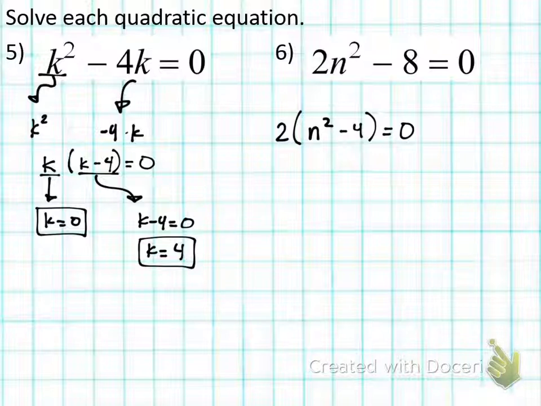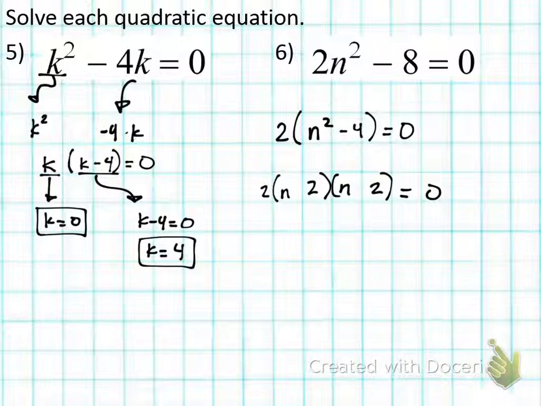So bring down the 2 again. We got to do 2 sets of parentheses, like I showed you. And then we said square root of n squared is? We're almost done. Pay attention. Thank you, n. Square root of 4 is 2. Okay, so put a plus and a minus sign. How many factors do we have up here now? 3. 1, 2, 3.